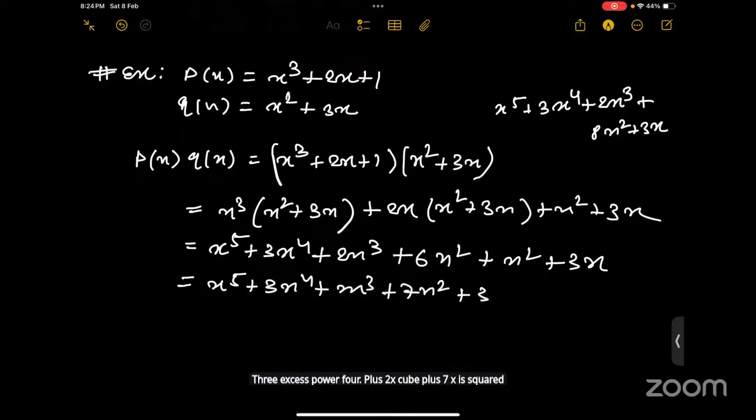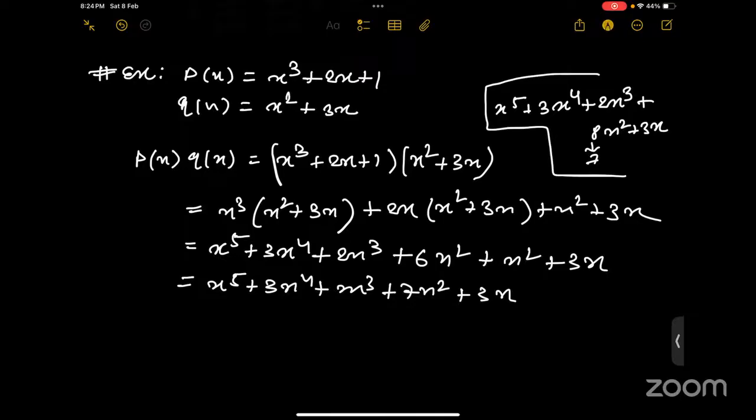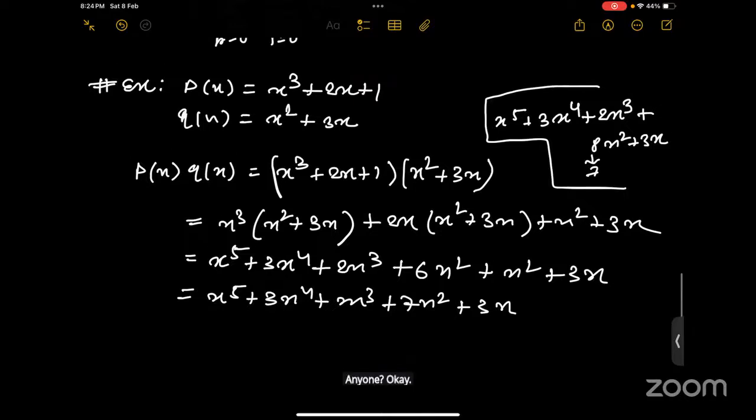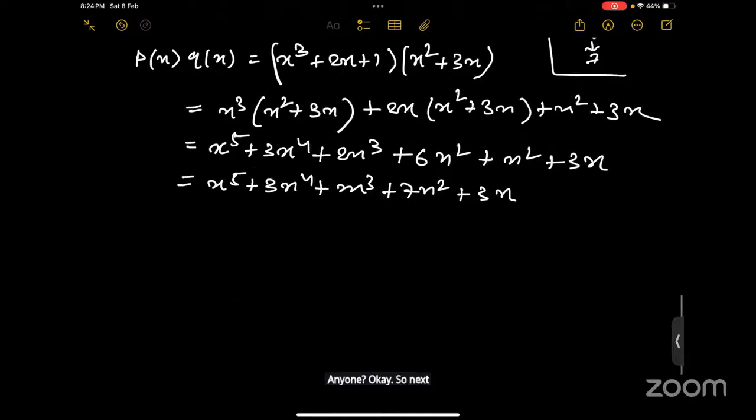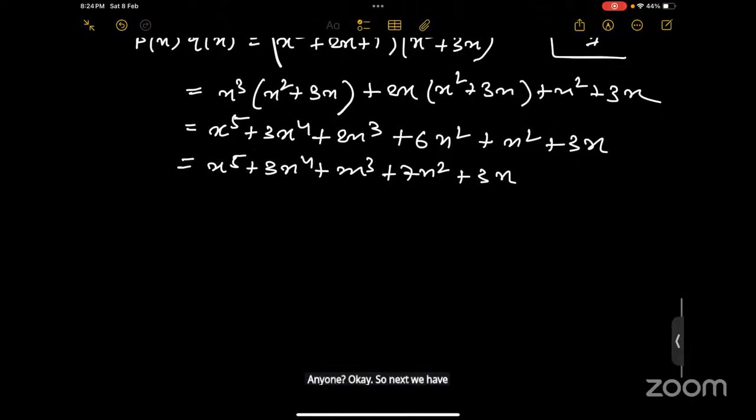This is the answer. Is it fine? It will be 7. Rest of the terms are okay. Is it fine? Yes, ma'am. Okay. So next we have division. So next we have division of polynomial.